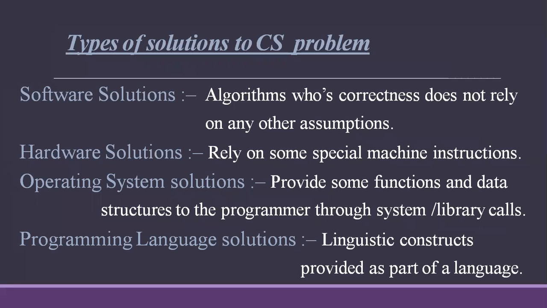The types of solution to the critical section problem are: a software solution, hardware solution, operating system solution, or a programming language solution. In a software solution, the algorithm's correctness should be ensured, so that we can rewrite our algorithm. Hardware solutions rely on some special machine instructions. An operating system solution provides some functions and data structures to the programmer through system or library calls. And in a programming language solution, linguistic constructs are provided as a part of the language.